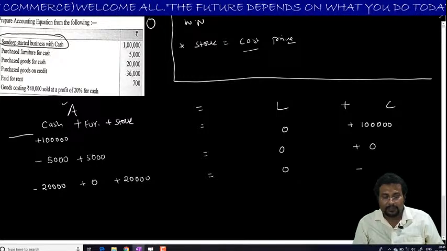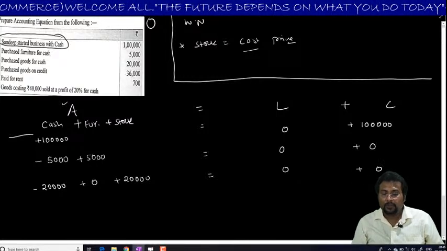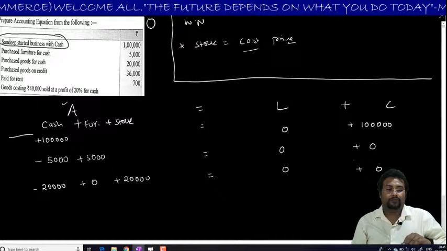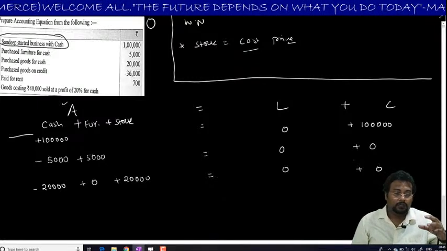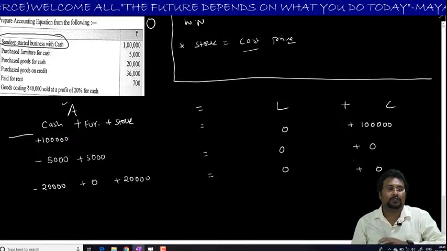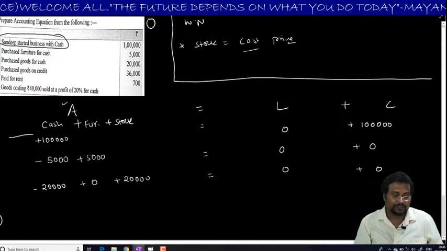No future payment in this transaction, and no effect on capital, because we purchased the goods for cash of 20,000. No profit, no loss in this transaction.